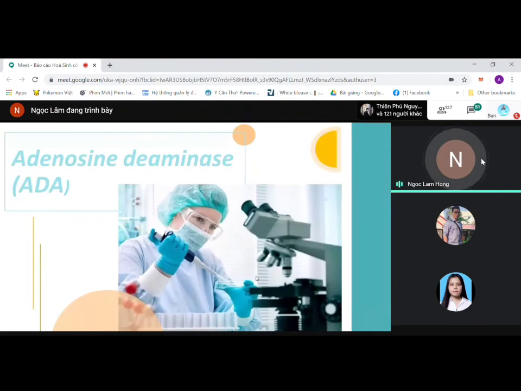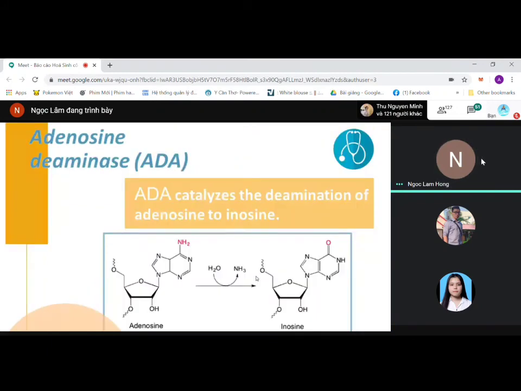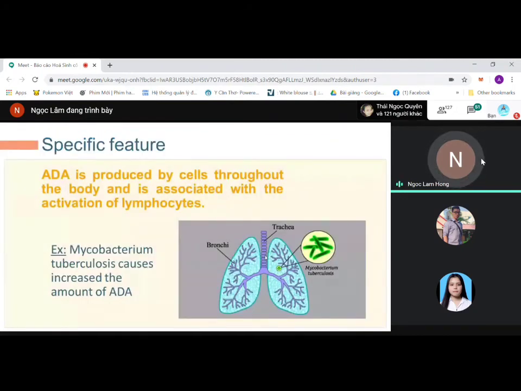And the second part today is adenosine deaminase, or ADA for short. ADA catalyzes the deamination of adenosine to inosine. About specific features, ADA is produced by cells throughout the body and is associated with the activation of lymphocytes. For example, Mycobacterium tuberculosis causes an increase in the amount of ADA.